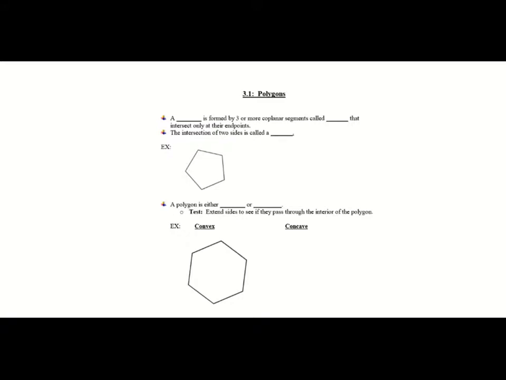Alright, this next section we're going to talk about polygons. And our first definition up at the top is a polygon is formed by 3 or more coplanar segments. And remember that word coplanar means in the same plane. So our 3 coplanar segments called sides that intersect only at their endpoints. That is our definition of a polygon.